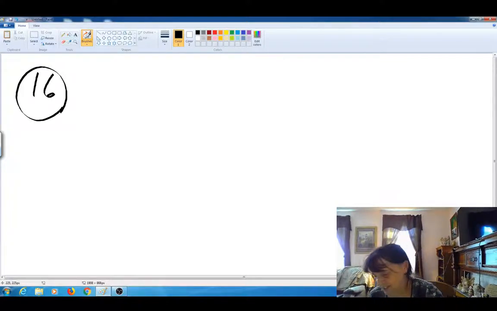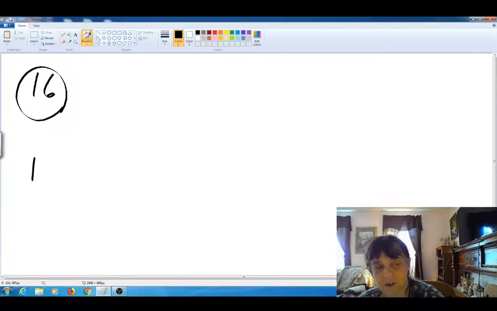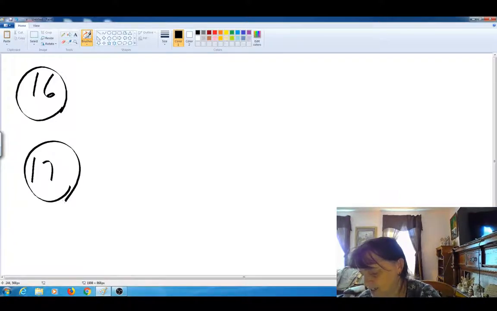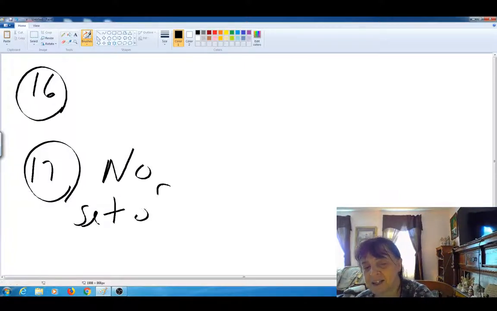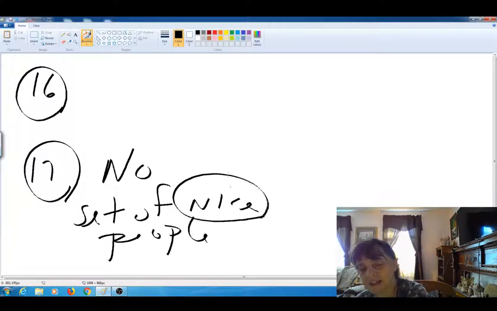Define a well-defined set. It's a set whose elements are clear to everybody. The choices are the empty set, a set has common characteristics, or none of these. It is a set whose elements are clear to everyone. Number 17. Is the set of nice people well-defined? No, the set of nice people is not well-defined, because it has the word nice. Now, if I just said set of people, that would be well-defined. Set of nice people is not well-defined.